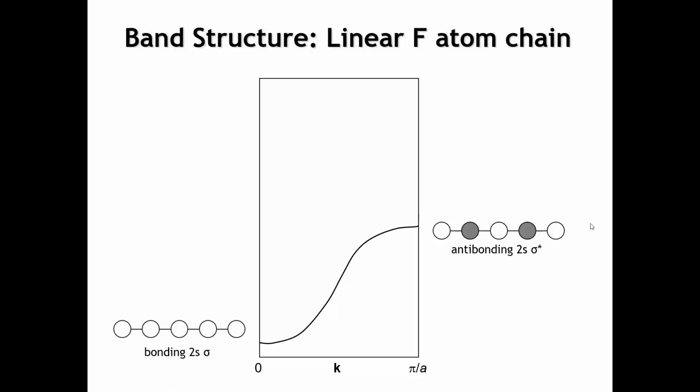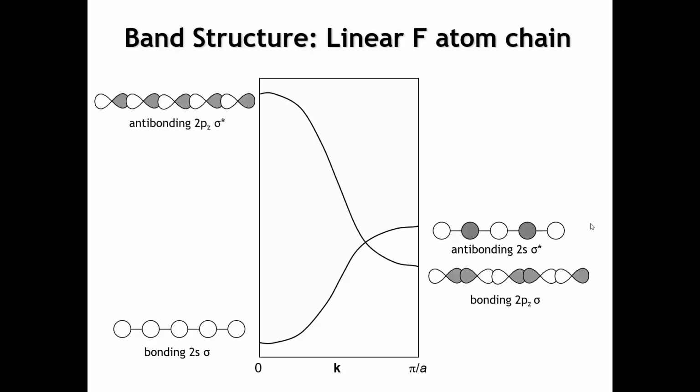What about the p orbitals? Let's first think about the p orbital that is oriented along the internuclear axis. All right, so here I draw the overlap at k equals 0 and k equals pi over a. At k equals 0, if we keep the phase of the p orbital the same in every unit cell, then we're going to get antibonding interactions. So this is going to be at a high energy. But at pi over a, where we are inverting the phases of the orbital every time we move from one unit cell to the next, then the interaction turns bonding.